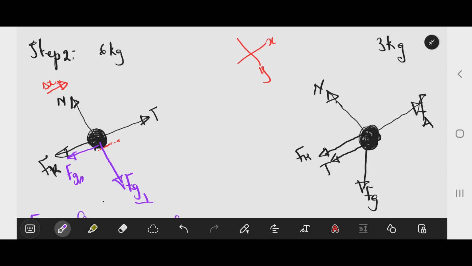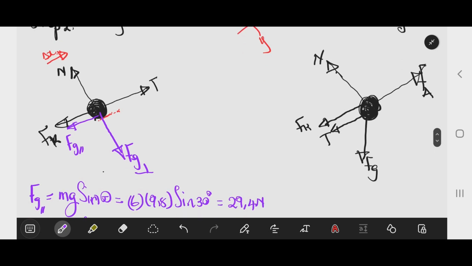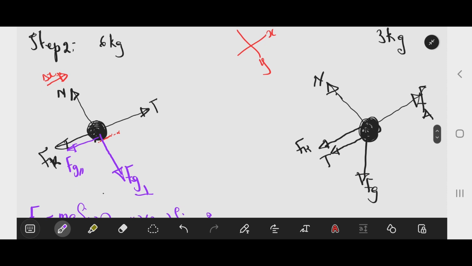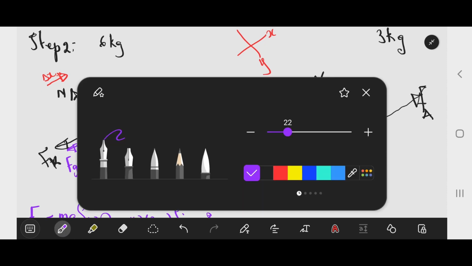Okay, so I have resolved the free body diagram for the 6 kg. Now I have to resolve the free body diagram for the 3 kg, right? So remember, that is step number 3. Looking at this free body diagram, we have the normal force. The normal force is in the y direction, so there's no need to resolve the normal force. F applied is in the x direction. Fk, x direction. Tension, x direction. But Fg is not in the x direction and it is not in the y direction, so we have to resolve Fg.